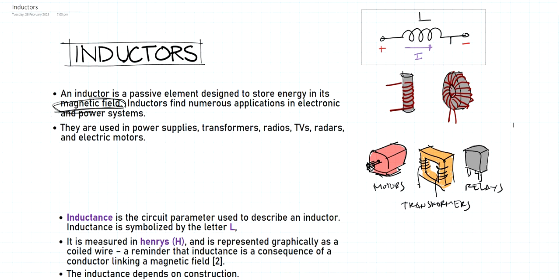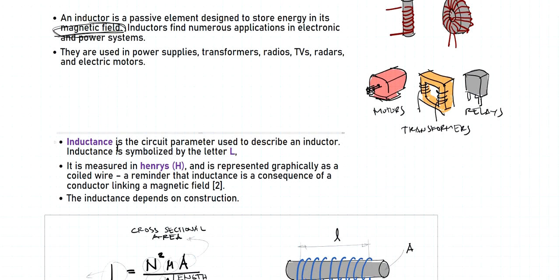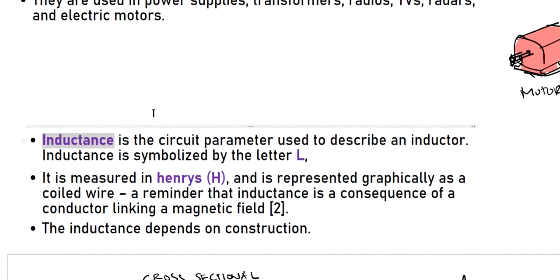And the symbol for inductor is this. We have this coiled wire, and based on the positive sign convention, here's the direction of the I, and the symbol that we use for inductor is L. The circuit parameter used to describe an inductor is what we call inductance. So this is the property. Inductor is the device, and the Henry is the unit. The symbol for Henry is the letter H.